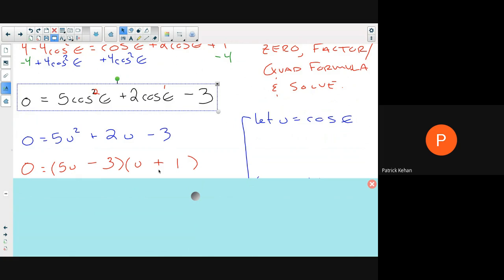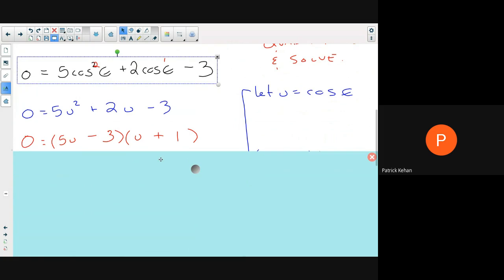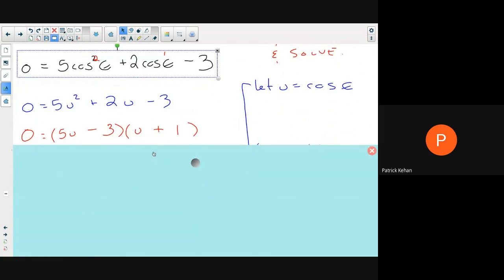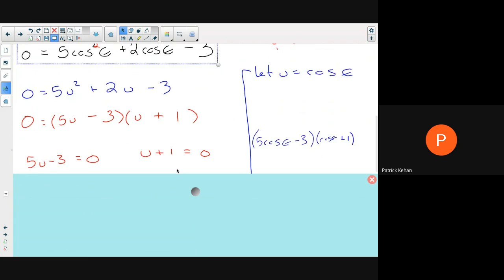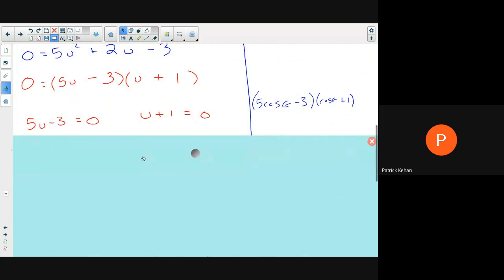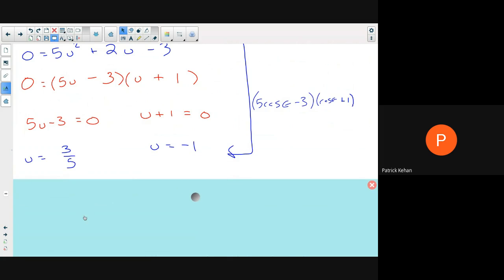If you need to use factor by grouping and split the middle term the way I showed you last week, go for it. But the factors here become 5u minus 3 times u plus 1. And then at this stage, zero product property is up next, right? So we're going to set 5u minus 3 equal to 0, u plus 1 equals 0, and then isolate u, right? So the right term, you're going to subtract 1 from both sides. The left, you're going to add 3 and then divide by 5.